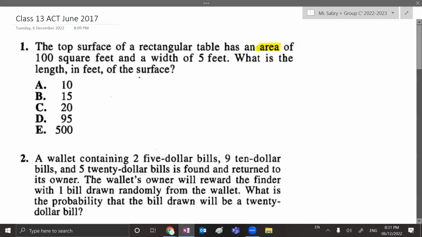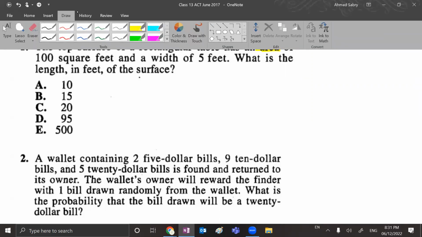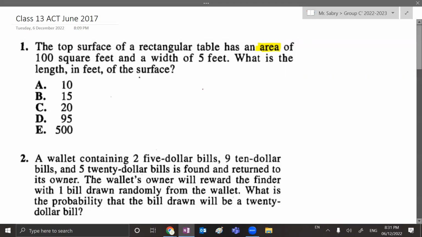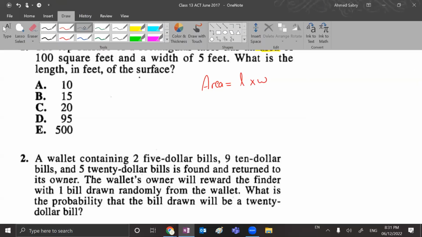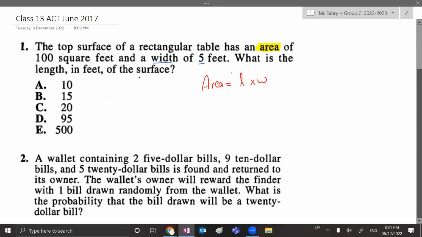It's the area here. They told me that the area is supposed to be 100 feet. And what I know about the area of a rectangle is that it's supposed to be length times width. You were told as well that the width of the rectangle is 5. So instead of the W, I'll put 5. Now the missing is the length, and you're given the area already as a 100. So in order to get the length, I'll just move 5 to the other side by division. So then length will be equals to 100 divided by 5, which means the length is 20.